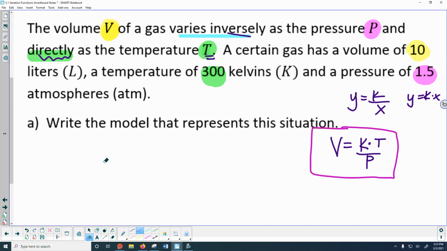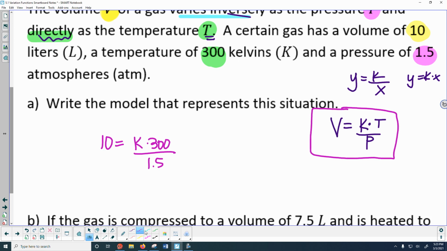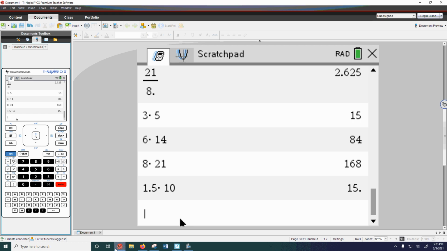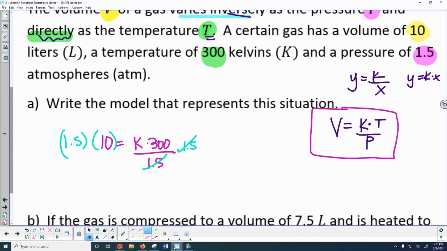So V equals, I'm going to do it over here on the left, V equals, so that was 10 equals K times my temperature, that was 300, over my pressure, which is 1.5. Okay, in order to solve, I probably would just go and multiply both sides by 1.5 to start. You could also divide 300 by that, but that's just my go-to method. So 1.5 times 10 gives us 15 on that side. Okay, so 15 is equal to K times 300. And then I'm going to divide both sides by 300.